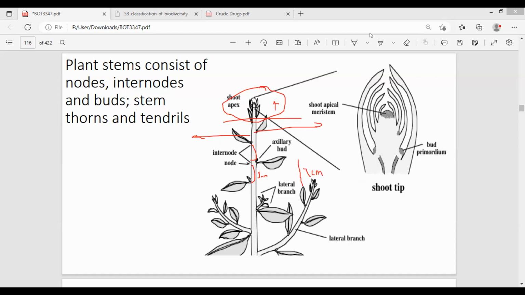Wait, so you're saying stem elongation, the nodes have to be involved, and then upward growth, it's the top part. Yeah, exactly. So thanks.